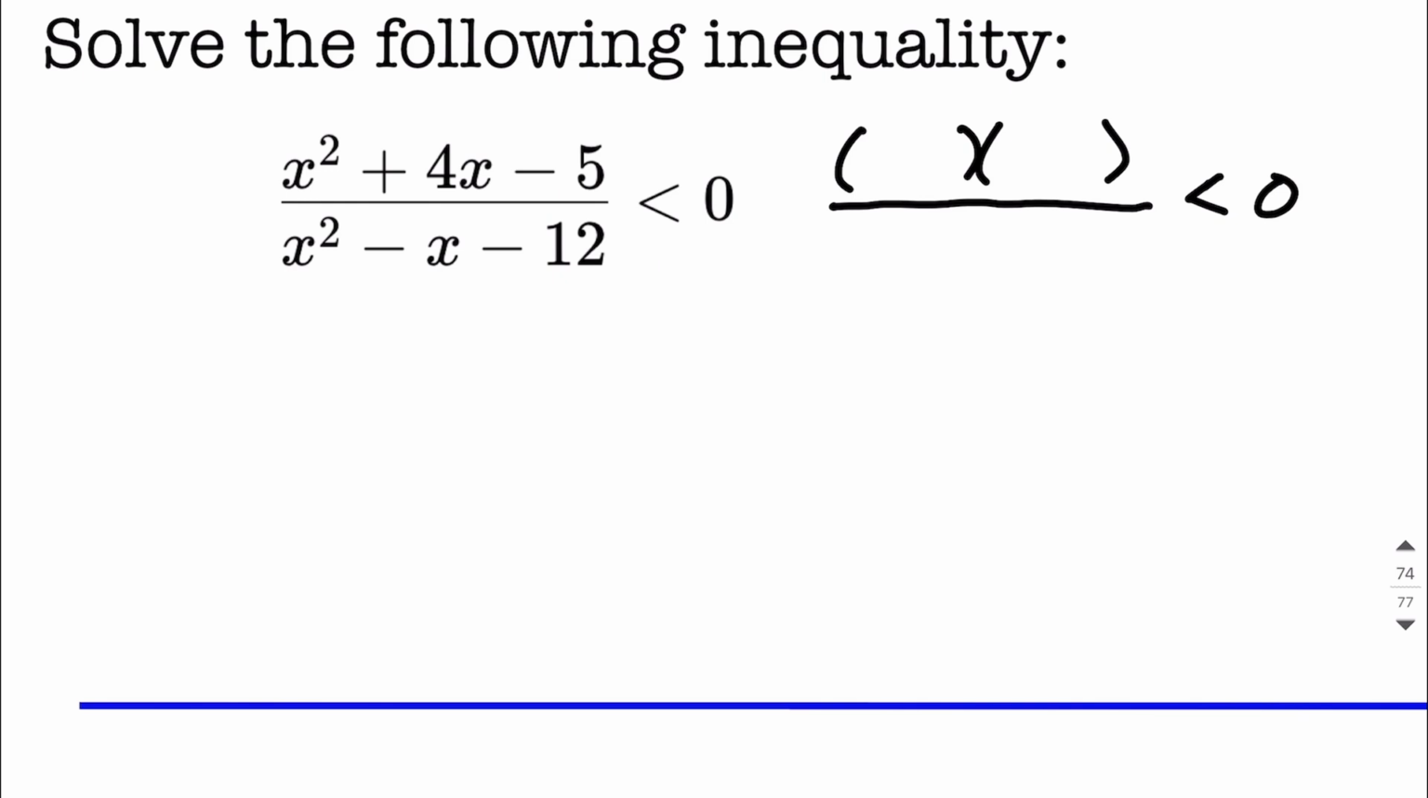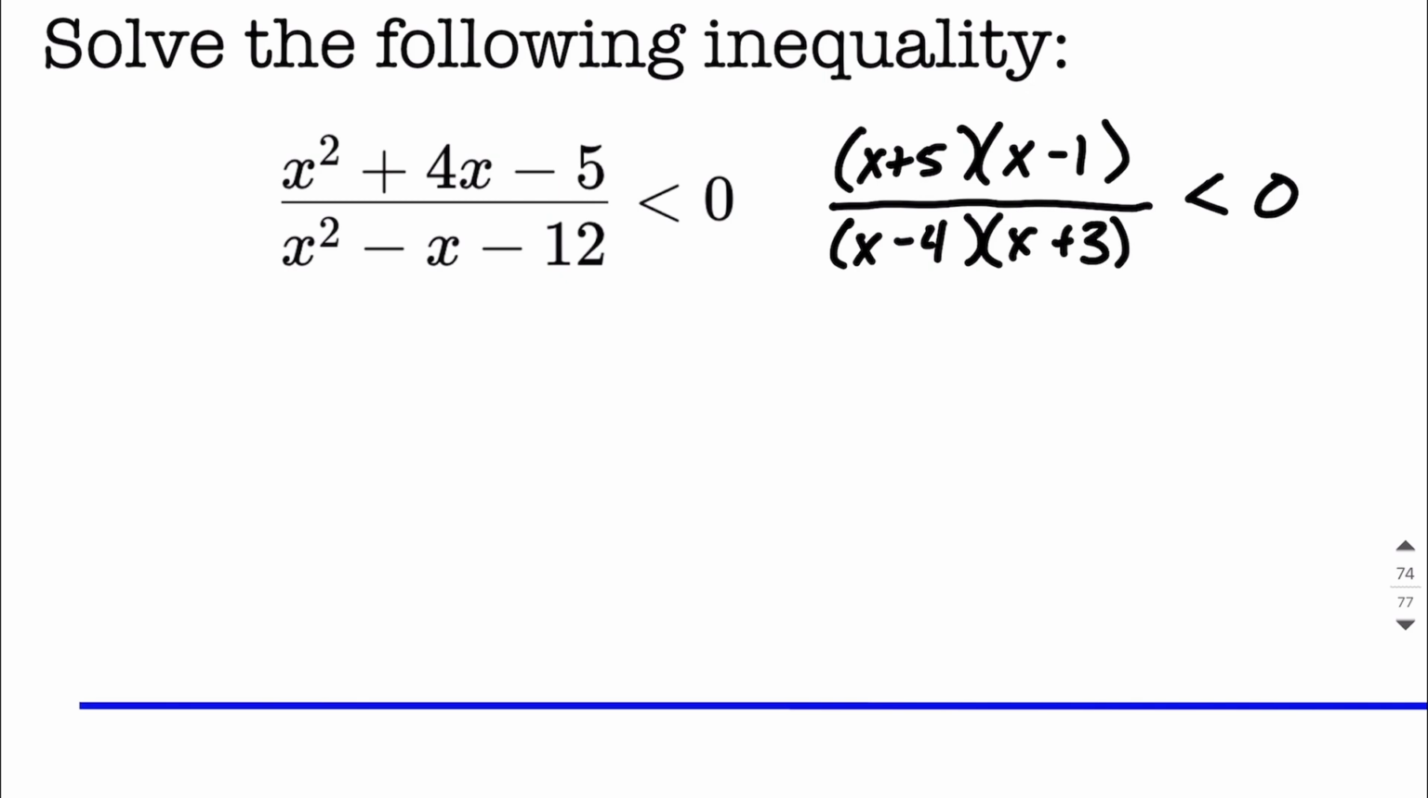I think the numerator should factor as x plus 5 and x minus 1. Check me on that, but I'm pretty confident on that factoring. The denominator as well should be not too bad. I think we have an x minus 4 and an x plus 3.